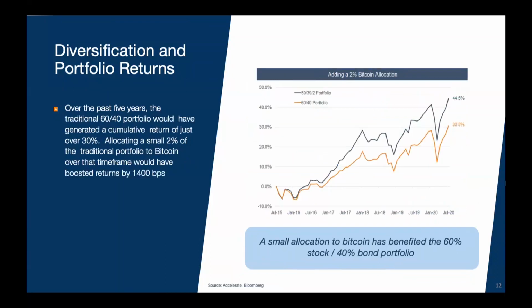And this displays the historical price performance. The orange line represents the traditional 60-40 stock and bond portfolio. Now the blue line adds just a 2% position in Bitcoin.